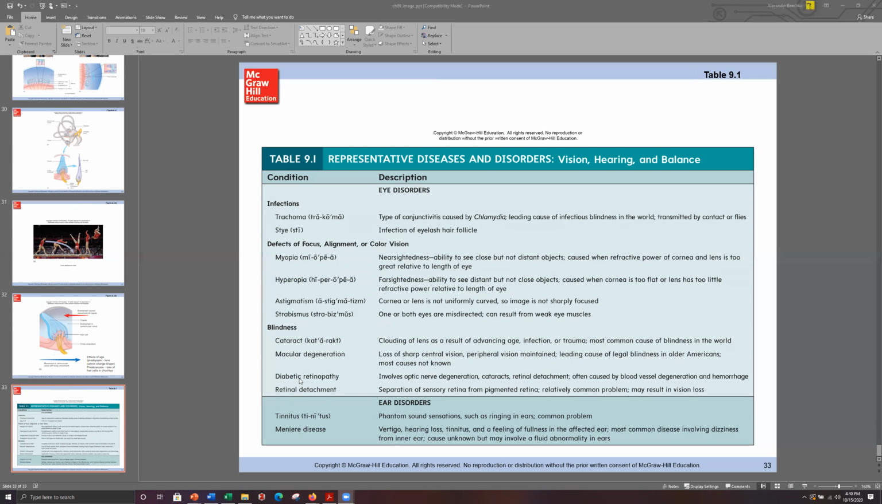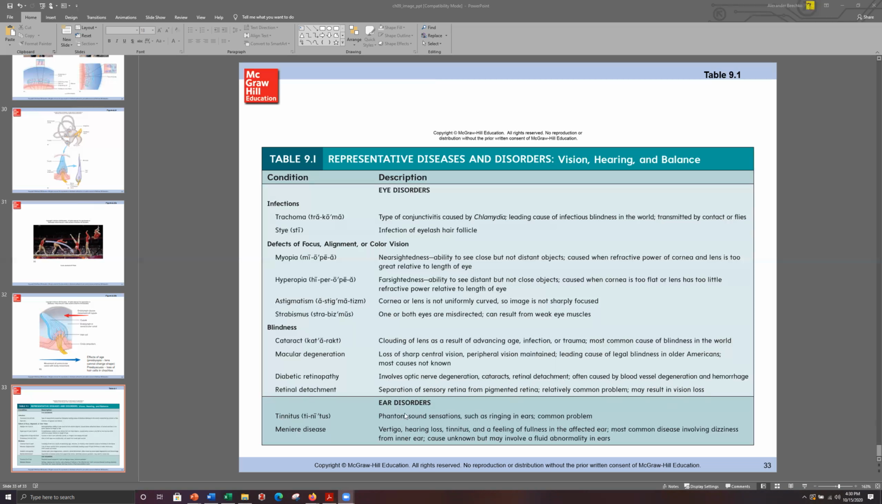You can have diabetic retinopathy, which involves optic nerve degeneration, cataracts, retinal detachment, often caused by blood vessel degeneration and hemorrhaging within the sclera. You can have retinal detachment, separation of sensory retina from pigmented retina, a relatively common problem, which may result in vision loss. And then you can have hearing or ear disorders.